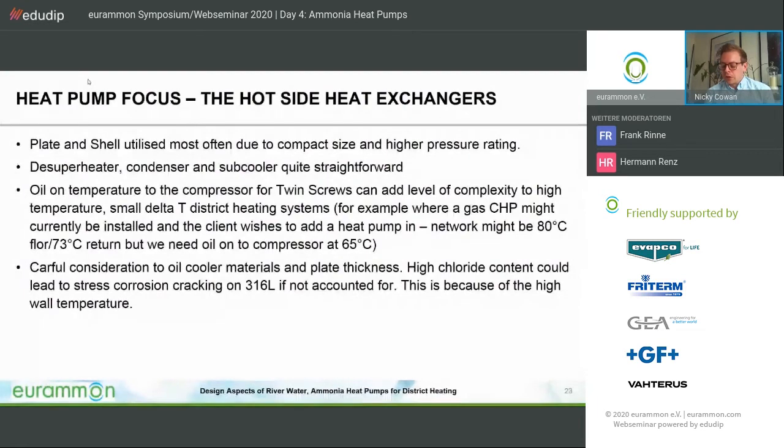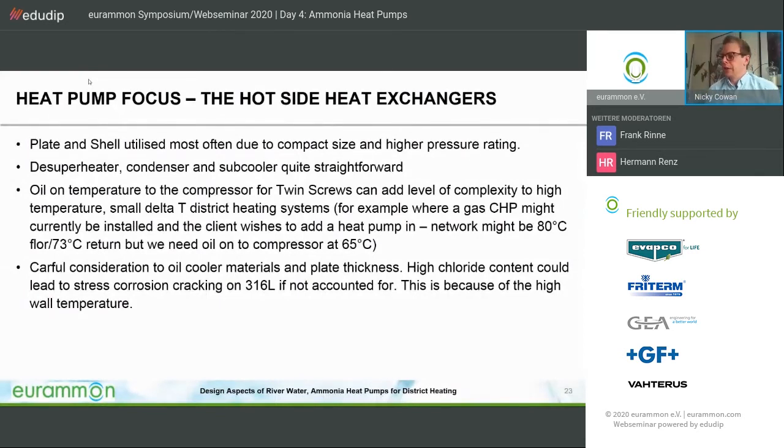The oil temperature, for district heating, we need to go really high temperature. So we're maybe discharging at about 110 degrees. So that 110 degrees oil, we need to cool down for the compressor. The twin screw has a lower oil on temperature, we've noticed, than what the single screws do. And it might be limited to 60 or 65 degrees. And for some district heating systems, you might see that the water comes back at 73 or 75. So we need to find a way of dealing with that.